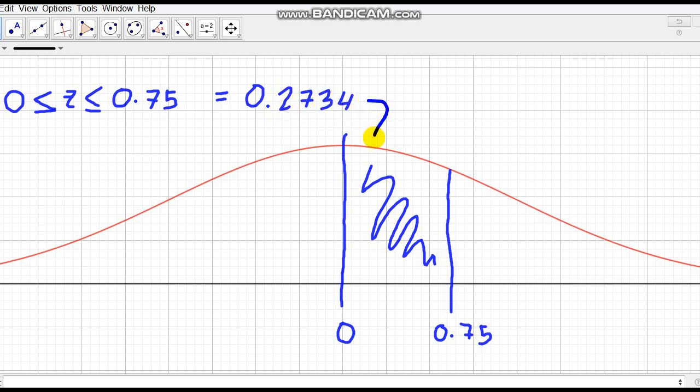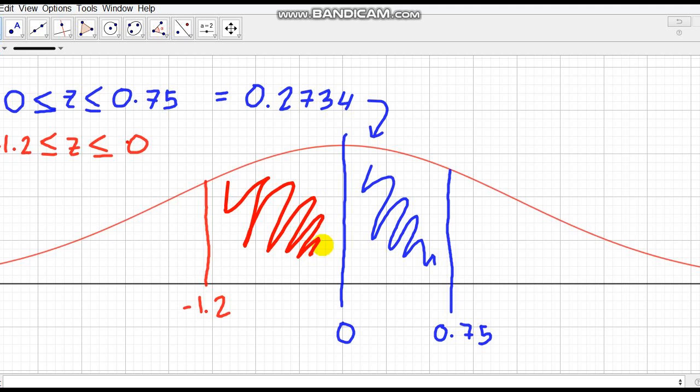0.2734. So this is the area of this region here, 0.2734. What if we'd like to obtain the area of z between negative 1.2 and 0? Sorry, it should be on the other side. So z is greater than negative 1.2 but less than 0. So negative 1.2 should be somewhere right here, so negative 1.2 to 0.